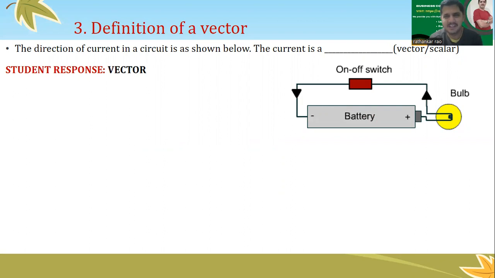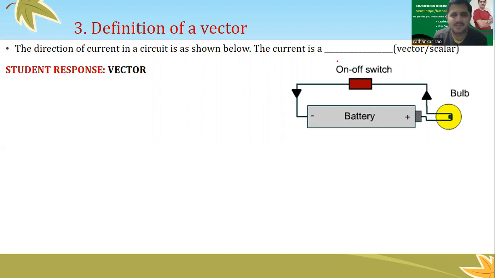Okay, so is that the definition of a vector? Any quantity that has a magnitude as well as a direction, can you term that a vector? Okay, this is the question. Now let us try to answer it. A very simple question I have asked: the direction of current in a circuit is shown below. Is the current a vector or a scalar?